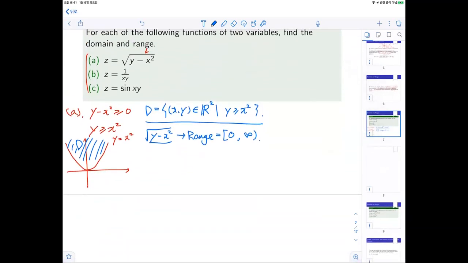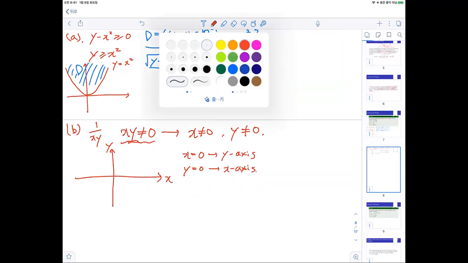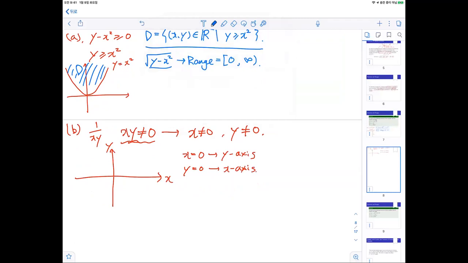The second question: one over xy. Since the denominator is xy, it cannot be zero. So x is not zero and y is not zero. So if you draw the domain on the xy plane, x equals zero is the y axis, and y equals zero is the x axis. So we should remove the x axis and y axis from this xy plane.